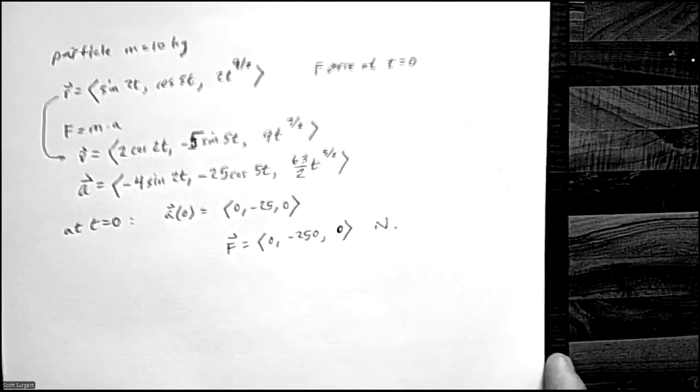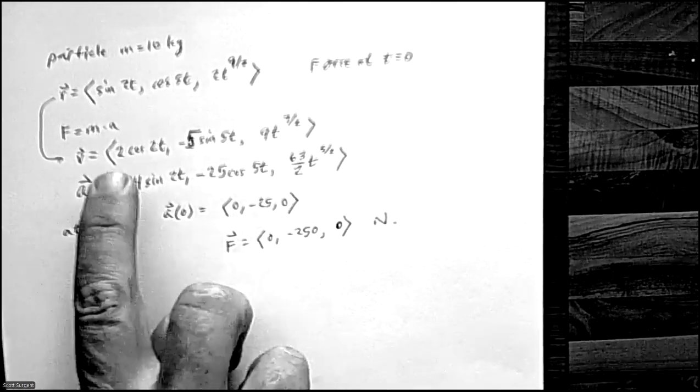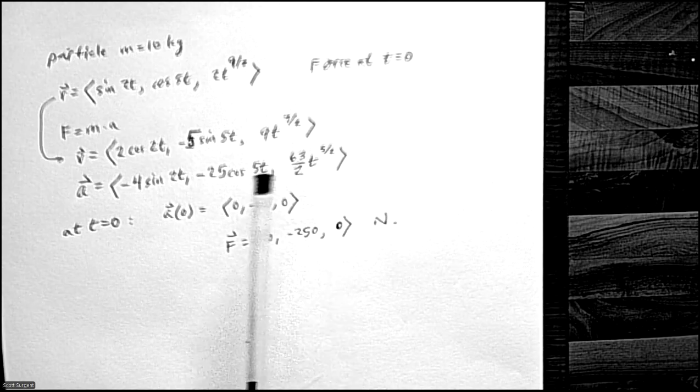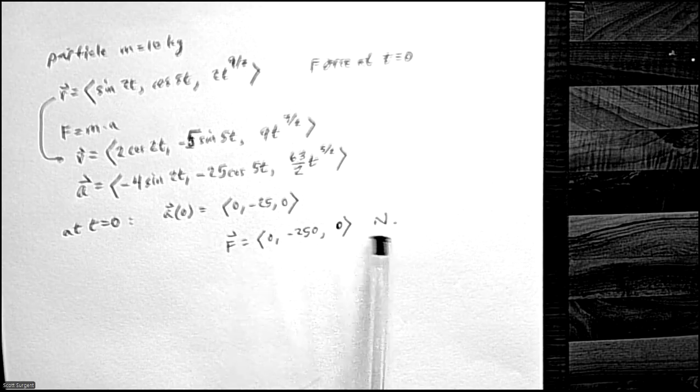Anyway, if there had been a different time, say pi over 6 seconds, just plug in the numbers. You'll get non-zero values, and then just leave it alone. Take those values and just multiply them by whatever the mass was.